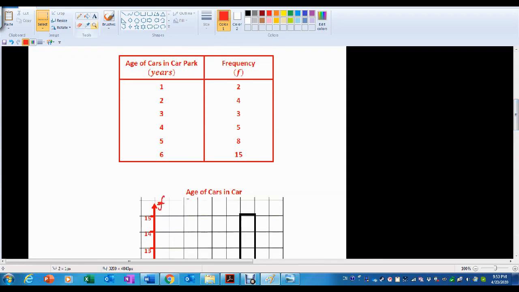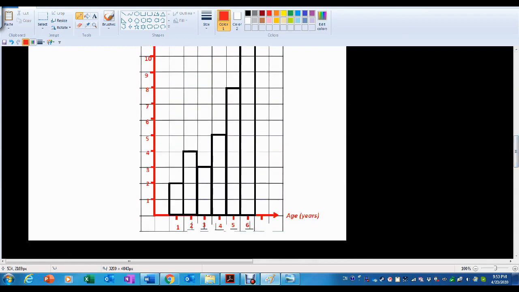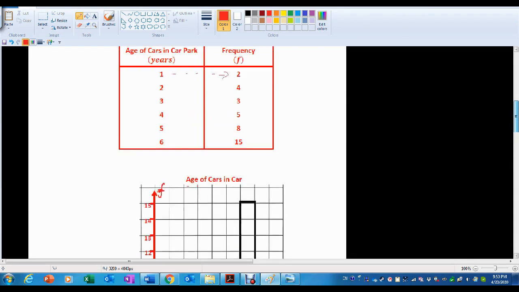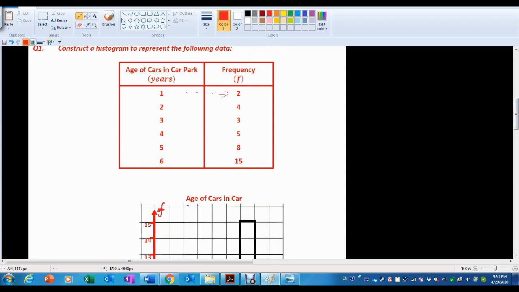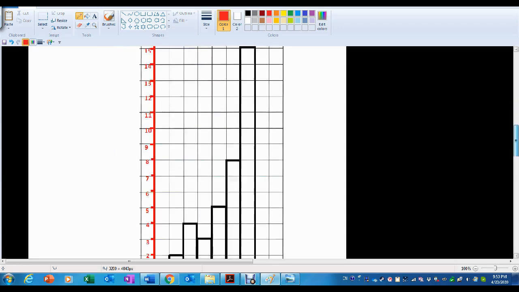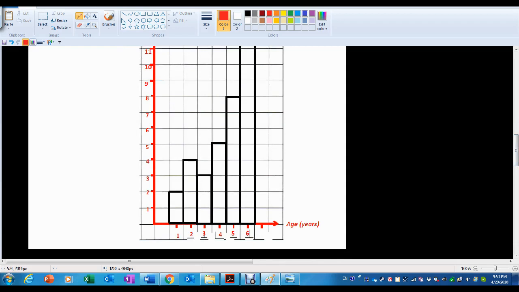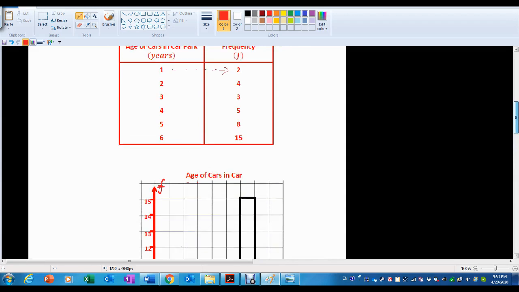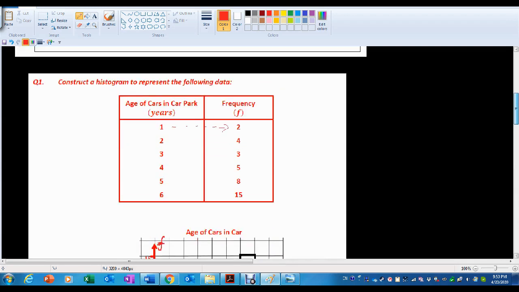For example, for cars that are 1 year old, there are 2 cars. So all you need to do is draw a bar with height 2 units, right here. How about the cars of 2 years old, which has 4? You draw a bar with height 4. That's it. Then you draw all the bars accordingly, and you get the histogram.